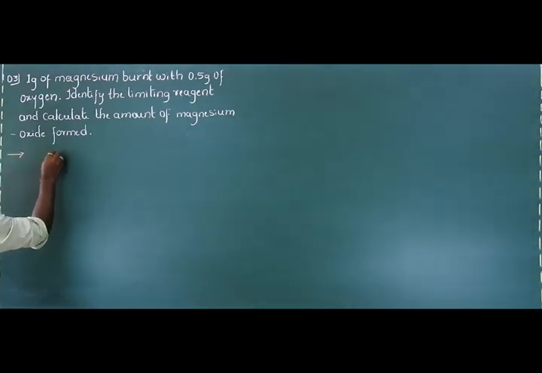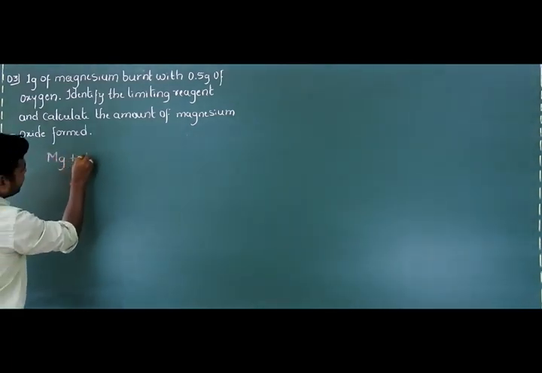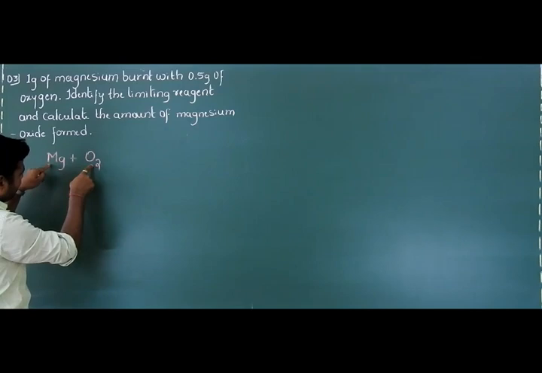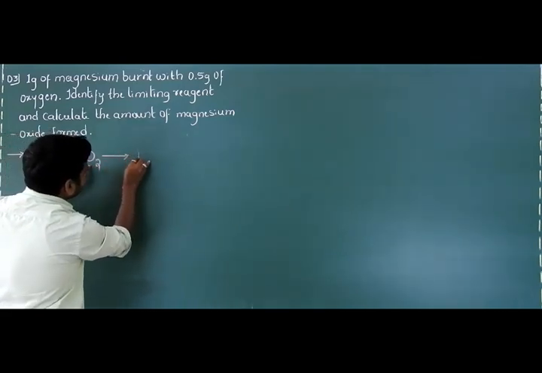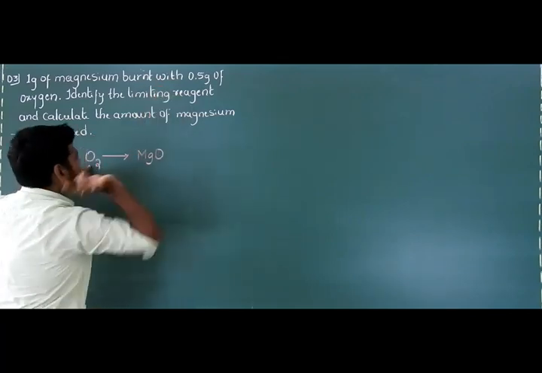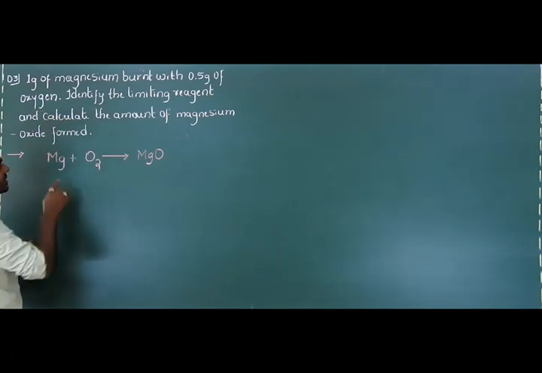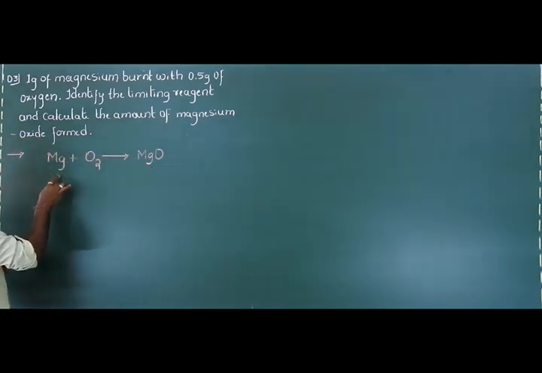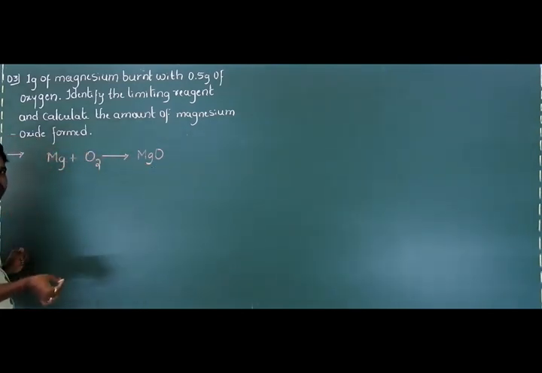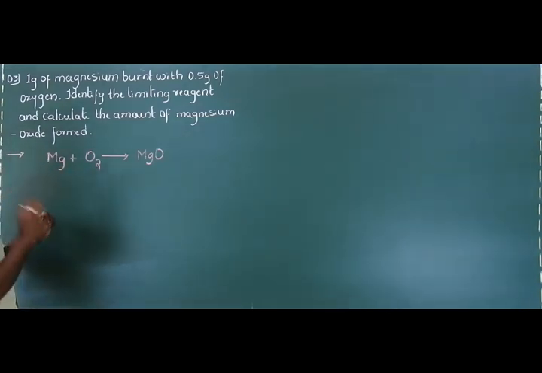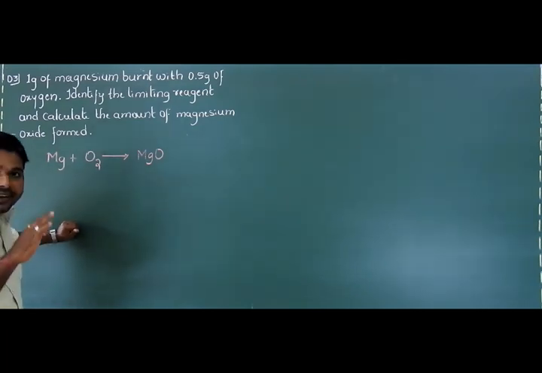One of the reactants is magnesium atom and the second reactant is oxygen. Magnesium burnt with oxygen. When it burns with oxygen molecule, it leads to the formation of magnesium oxide. So based on the first sentence, you frame the skeleton equation. And after writing this skeleton equation, by using suitable numbers or suitable stoichiometric coefficients, please balance the skeleton equation first.